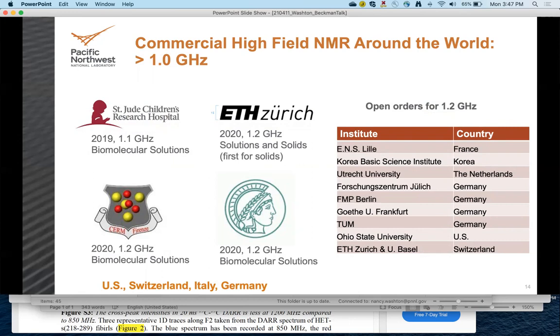The other 3 systems are all in Europe, 1.2 gigahertz systems. And I did find out what the open orders are for these 1.2 gigahertz commercial systems. What you should note is there is only one on the list that's going to be installed in the United States, and that's at Ohio State University. The rest of them are all in Europe, and Germany is by far outdistancing everyone else.